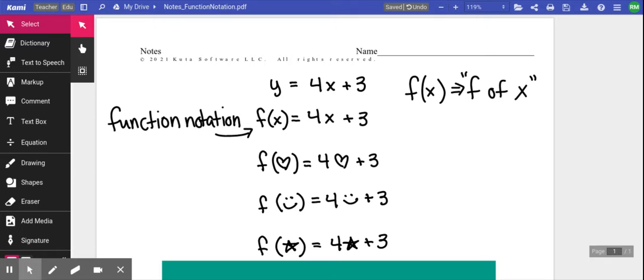This is just to kind of help you guys to see that whatever's inside our parentheses, this is our input, okay? So our input here is x. So everything is in terms of x. So that's why we have the x. Here, our input is heart. So then all our variables are going to turn into hearts.